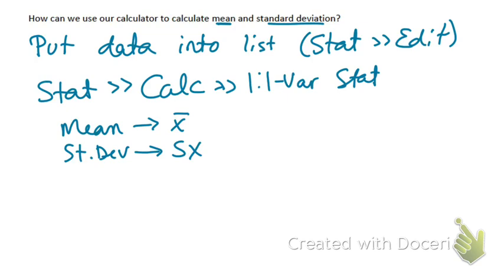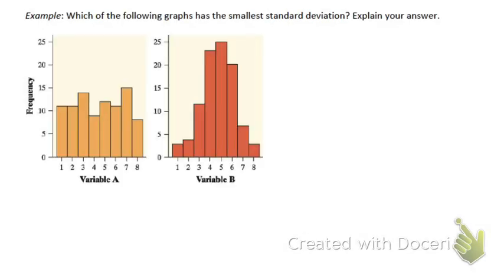Okay, now we can look at graphs. You guys ready to look at these graphs? All right, I need you guys to look at these graphs, and you and your group decide which one has a smaller standard deviation. The answer to the question you have all been waiting for. Which one has the smallest standard deviation? B.